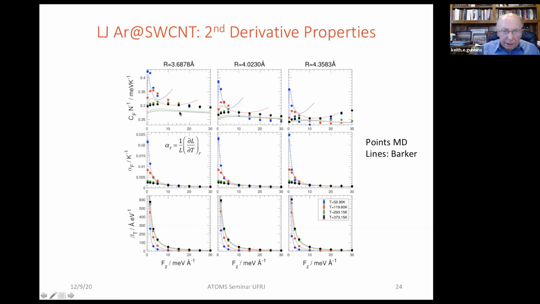So, you know, Barker's equation's not completely accurate. The real behavior is given, we think, by these simulation results. So here we start to see a small anomaly. This is at a very high temperature of 372.